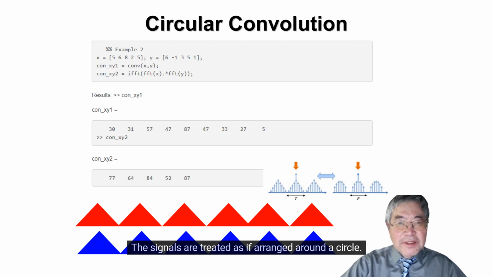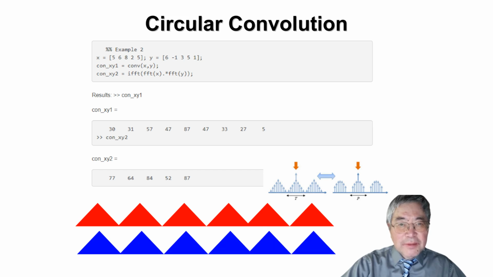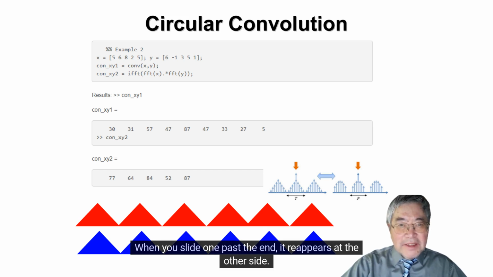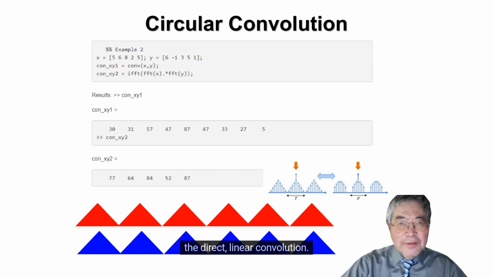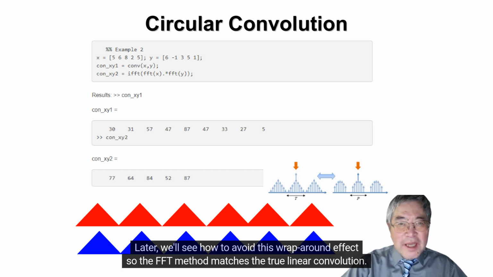The signals are treated as if arranged around a circle. When you slide one past the end, it reappears at the other side. The FFT-based convolution performs this circular convolution by default, which is why the result here doesn't match the direct linear convolution. Later, we'll see how to avoid this wraparound effect, so the FFT method matches the true linear convolution.